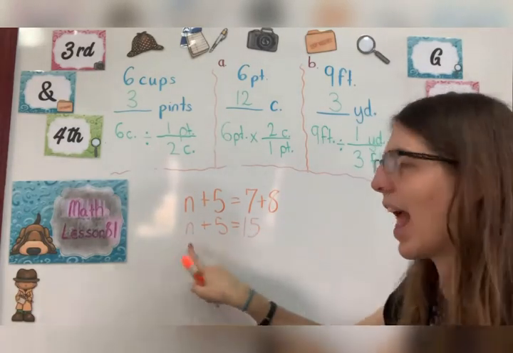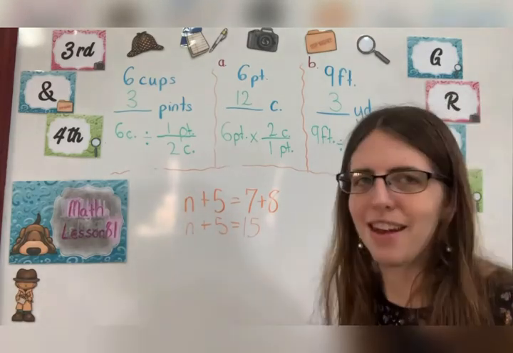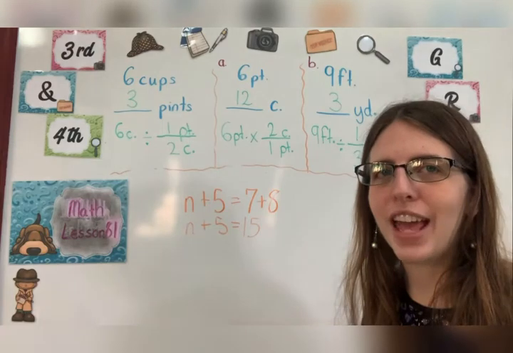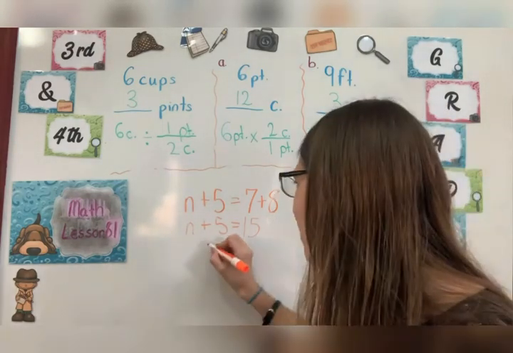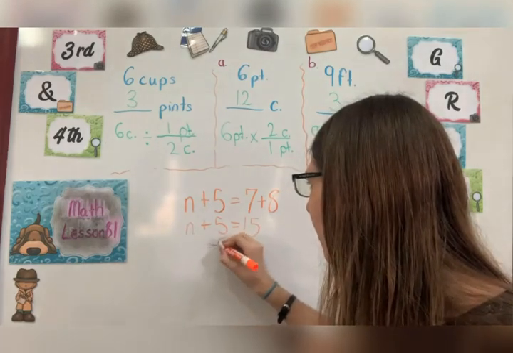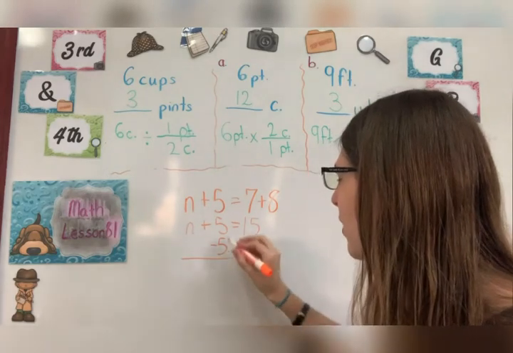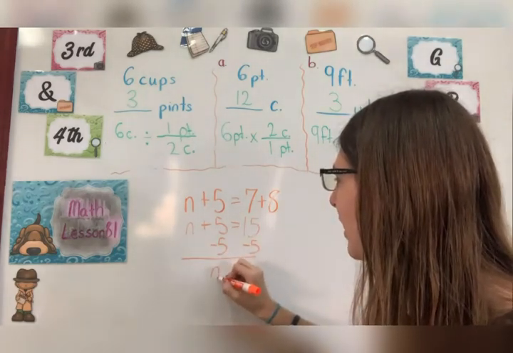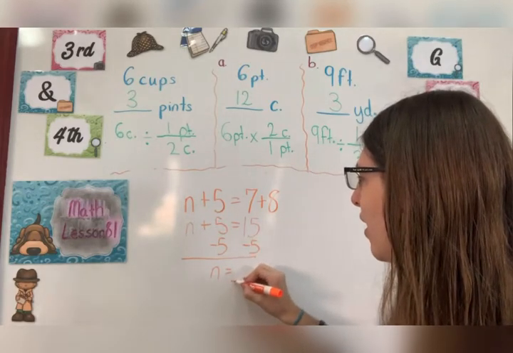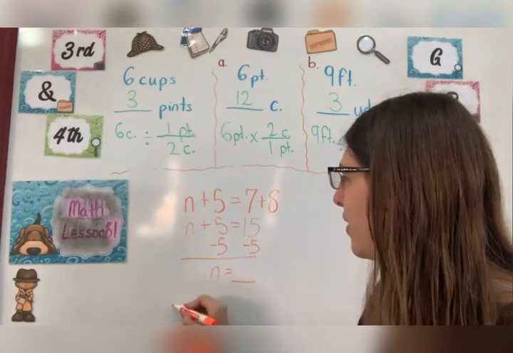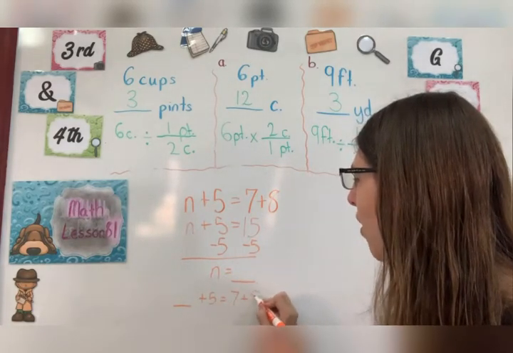Now I want to get n by itself, that's my goal. So I have to do the opposite of what I'm doing to n. Since I'm adding 5 to n, what's the opposite? Subtracting 5 from n. So 5 minus 5 is 0, so that leaves me with just n. 15 minus 5 is, find the answer, then put that answer in place of n to solve.